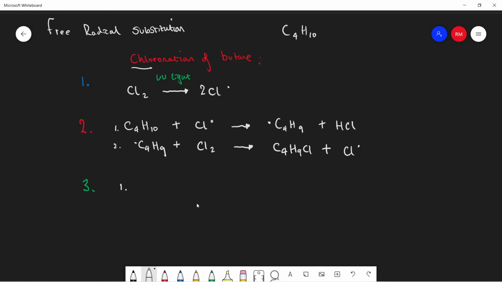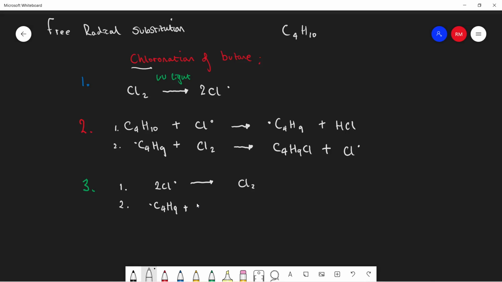So there are three steps to termination. We have, in my opinion, the first step, where we have our two chlorine radicals, and they join back together. They react together, and we form our chlorine molecule.